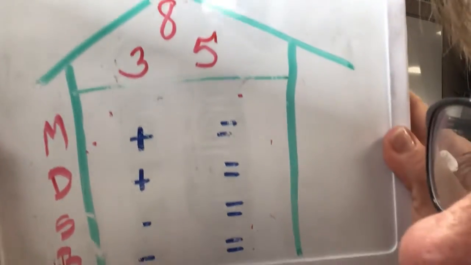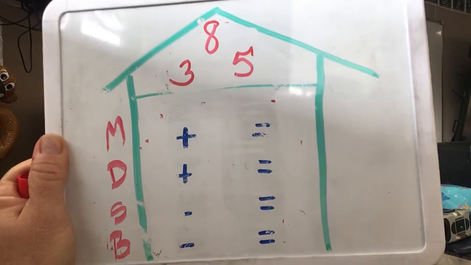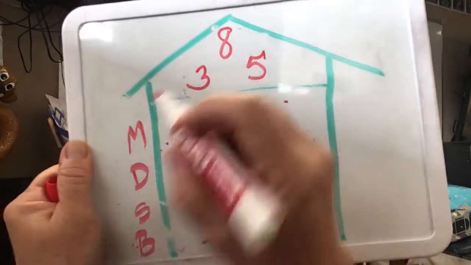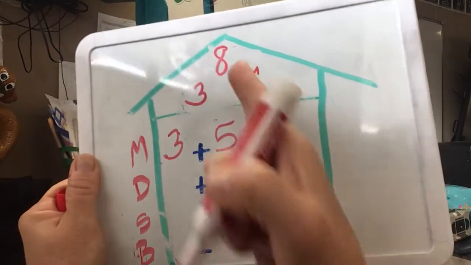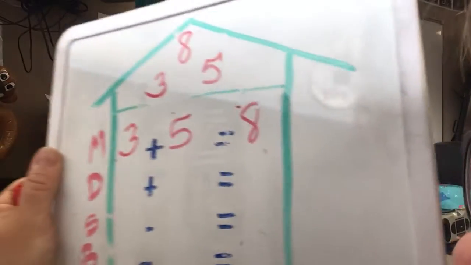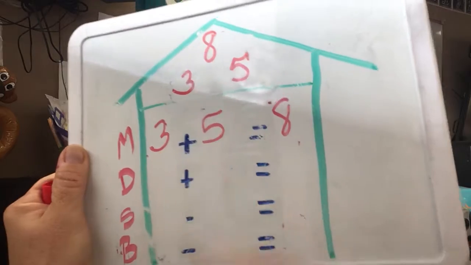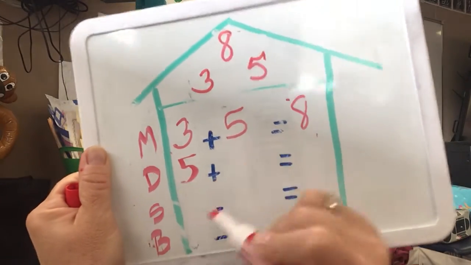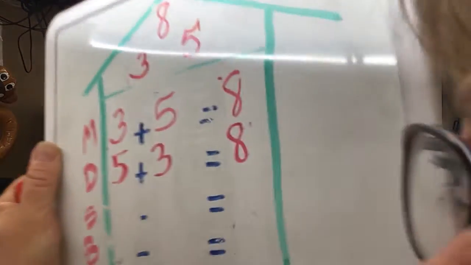You should have 4 equations right now. When I'm adding numbers, I'm going to use the 2 smaller add-ins. So I'm going to do 3 plus 5, and I know that that equals 8. For my other addition sentence, I'm going to switch those 2 numbers. So I'm going to have 5 plus 3, and I already know that that equals 8.